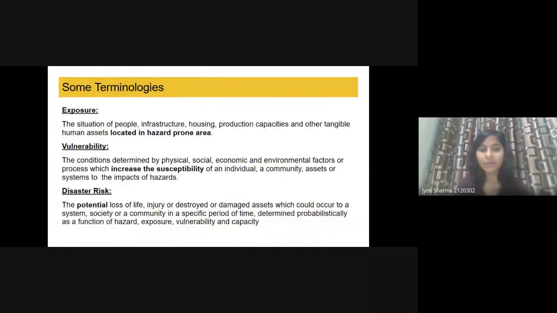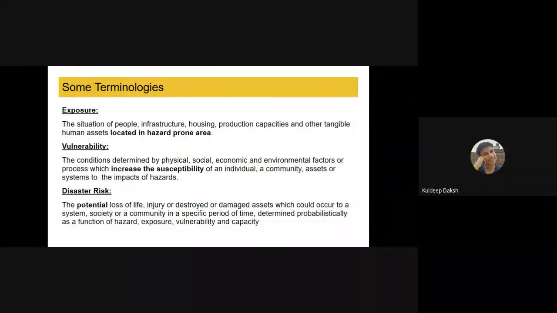So can you differentiate between these three terminologies: exposure, vulnerability, and disaster risk? You can just guess. I'm not expecting the right answer from you, but if you are giving, then it's good.